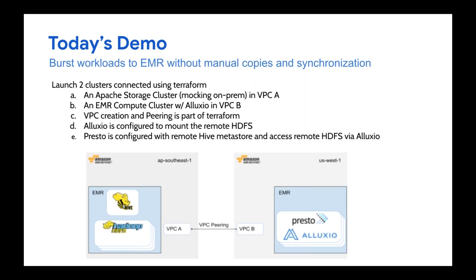And the Hadoop cluster, the HDFS cluster, we are using to mock your on-premise data center, which is usually not in the public cloud, but here we put it there just to showcase how it works. And for our compute cluster, Alluxio is pre-configured to mount the HDFS as an Alluxio mount point, which means that all the Presto queries that go to the remote HDFS will go via Alluxio. Alluxio acts as an abstraction layer to connect to the HDFS and cache data locally. Presto is also pre-configured to connect to the remote Hive metastore, and it can access the remote HDFS via Alluxio.